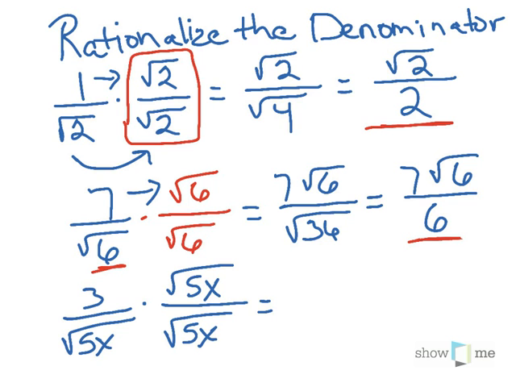On the bottom, you're going to end up with the same thing that was under the radical. I skipped the multiplying part and just went right to the simplifying part. You're always going to end up with just the same expression that was under the radical. On the top you have a 3 on the outside and a square root of 5x on the inside.